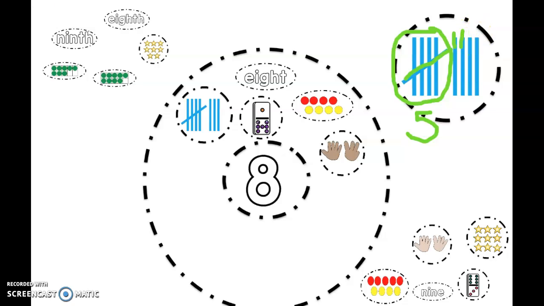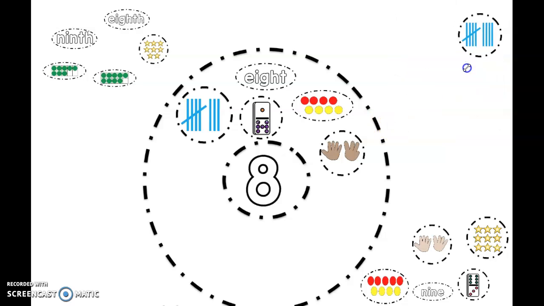Do we want it? No, we don't. It already has 9. We only want 8. And we already have a tally mark in our circle. So that was a good guess to say we don't need it. So let's move it down here.